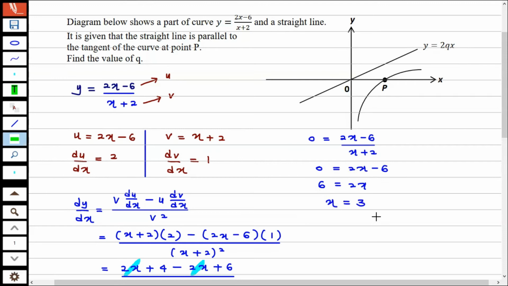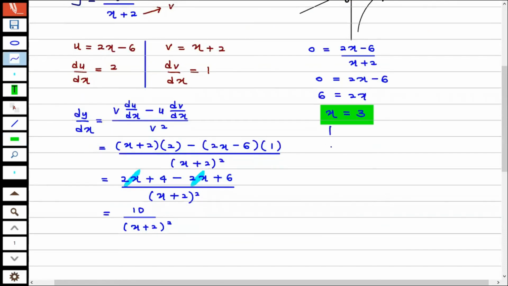So you're going to take this x and put it inside here. Why? That is called the gradient function, right? So I'm going to put the dy/dx first.